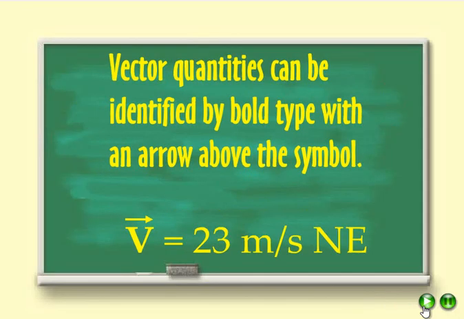Vector quantities can often be identified by bold type with an arrow above the symbol. The vector velocity is equal to 23 meters per second northeast. Northeast is the direction, 23 is the magnitude.